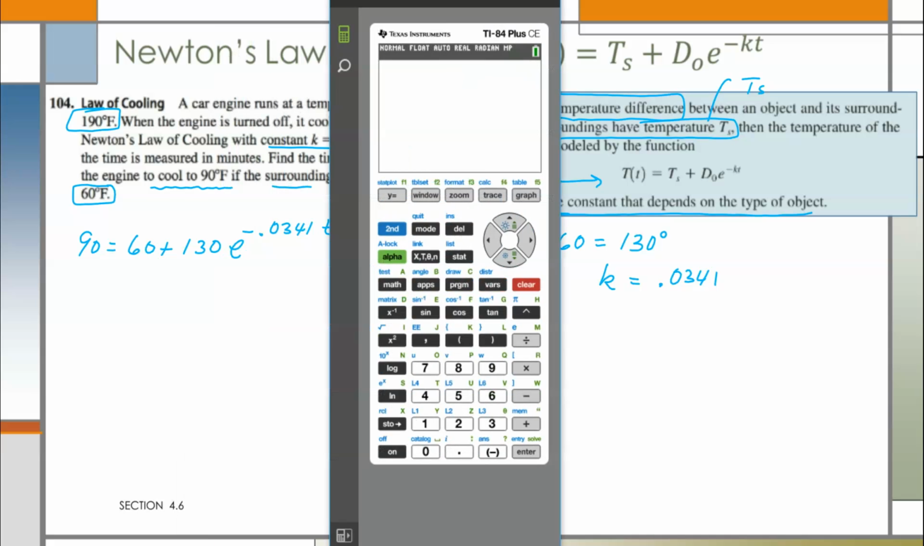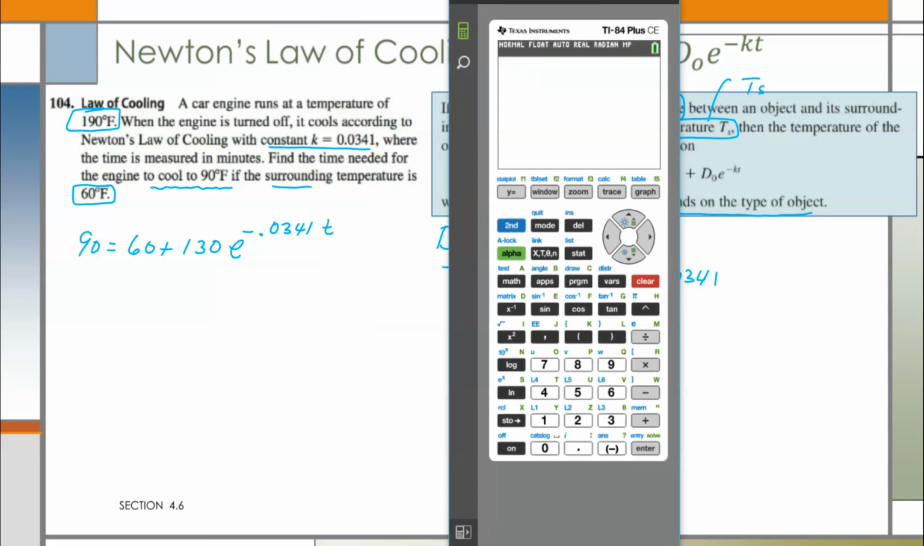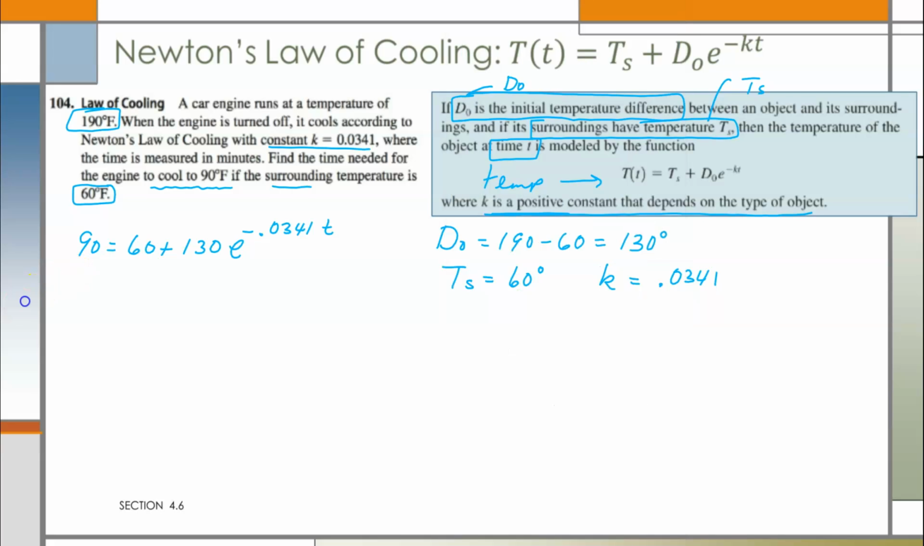First thing we're going to do is subtract over that 60. So 90 minus 60 is just going to give us 30. It's 130 e to the negative 0.0341 t. We'll divide both sides by 130, so we get 30 over 130 equals e to the negative 0.0341 t.